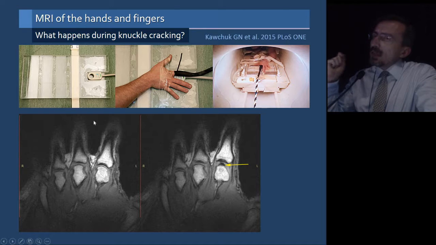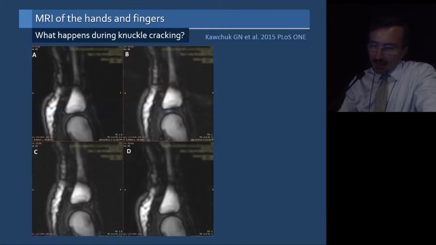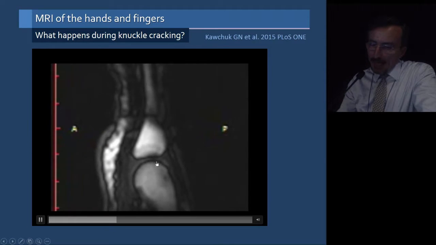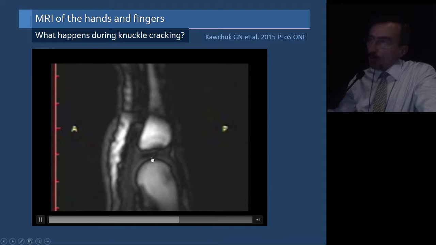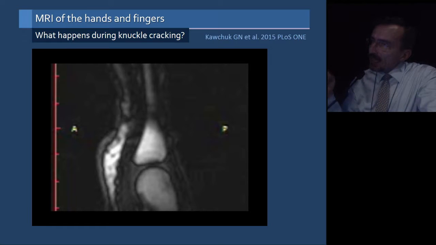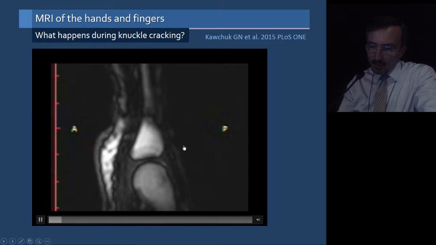the instantaneous, almost instantaneous accumulation of gas within the joint, not due to the presence of gas there, which actually collapses, but rather the noise itself, the sound, comes from the instantaneous accumulation of gas at one point that dissolves from the fluid within the joint. So this actually is a demonstration of this particular phenomenon.